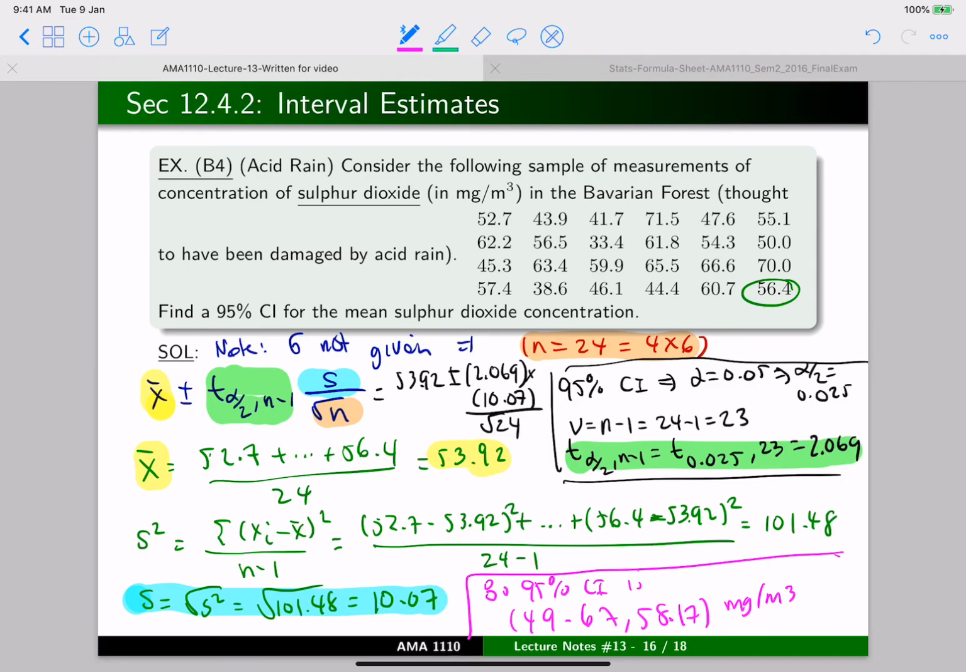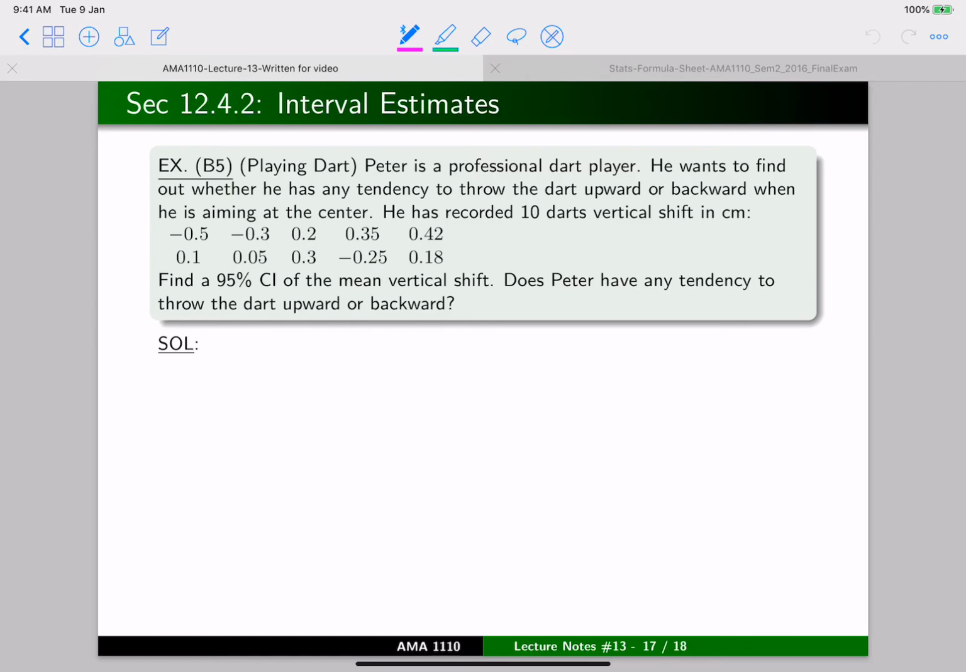So let's do one more example. Peter is a professional dart player. He wants to find out whether he has a tendency to throw the dart upward or downward. He's aiming at the center. He has recorded 10 darts' vertical shift in centimeters. These are the vertical shifts in centimeters. Find the 95% confidence interval of the mean vertical shift. Does Peter have any tendency to throw upward or downward?